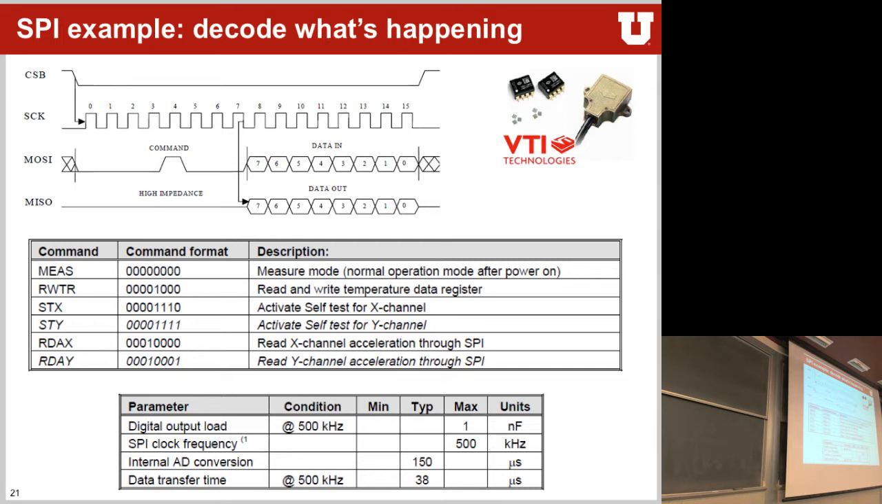Okay, so for example, in this particular case, assume you want to read out the accelerometer's X channel, right? What do you do? Well, the first byte you send over would be 00010000, right? And then you write all zeros over. And the data you will get back is the value of the X channel's acceleration. So in that case, this would be the command. Then data in, you just say zero. If you would write this particular command over, you will get the acceleration of the Y channel.